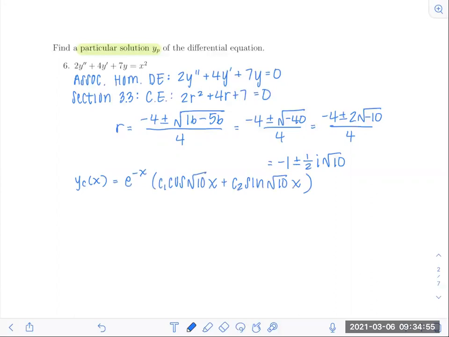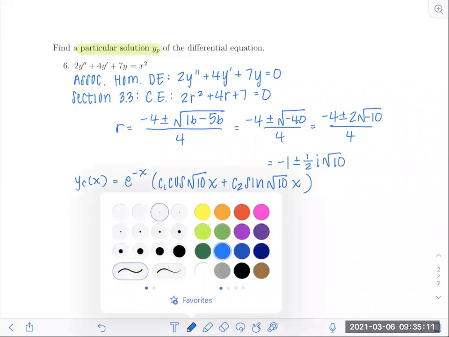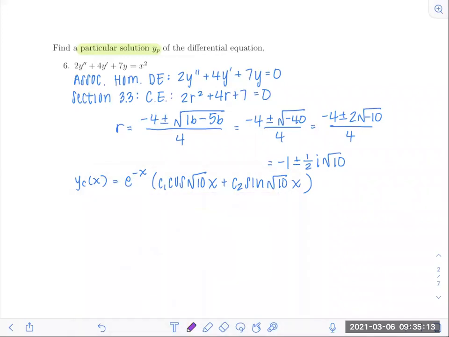All right, so far we haven't even looked at the non-homogeneous DE. We've only been analyzing the homogeneous DE, but this is absolutely necessary. This is the first step you need to do so that you can refer back to this complementary function. All right, so now I'm going to switch colors here. And now we're going to look at the non-homogeneous DE.